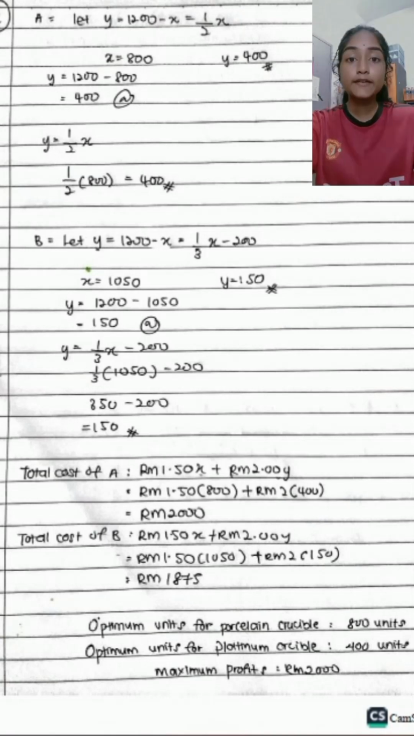1875 ringgit. Finally, the optimum units for porcelain crucible is 800 units and the optimum units for platinum crucible is 400 units. So, the maximum profit is 2000 ringgit.